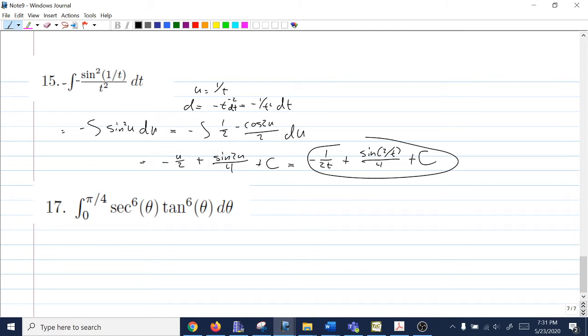In my head, I'm remembering that secant cubed is the hard integral. Life is hard if I have an odd number of secants and an even number of tangents. Well, I have an even number of tangents, uh-oh, but I have an even number of secants, which is good news.